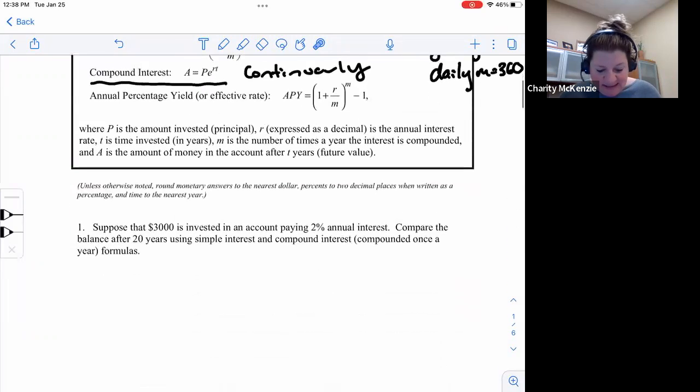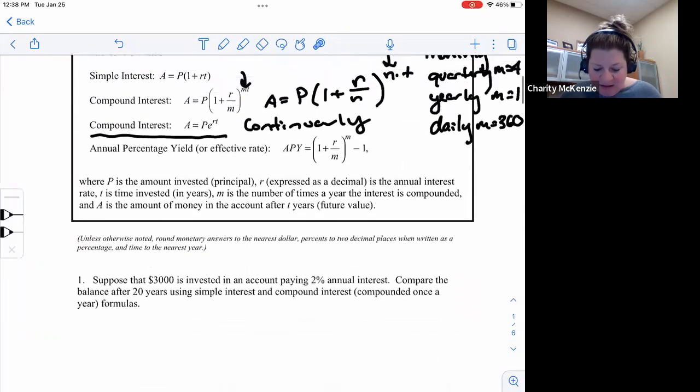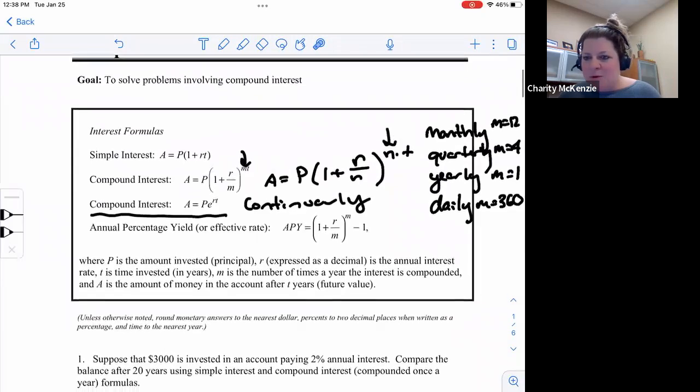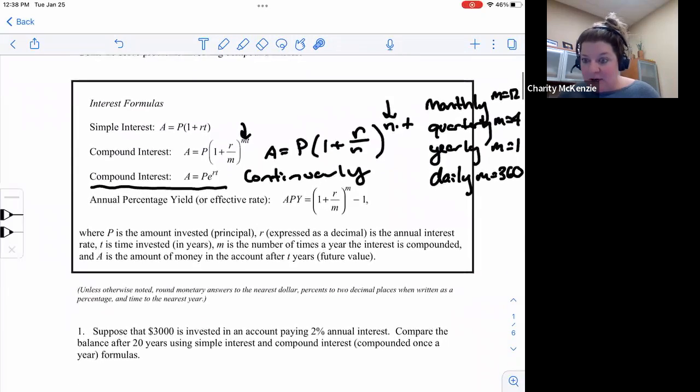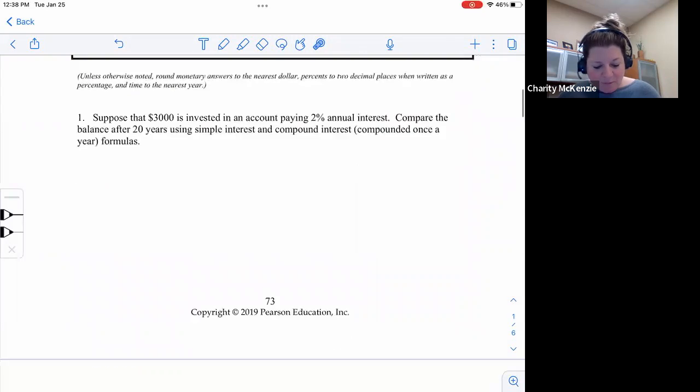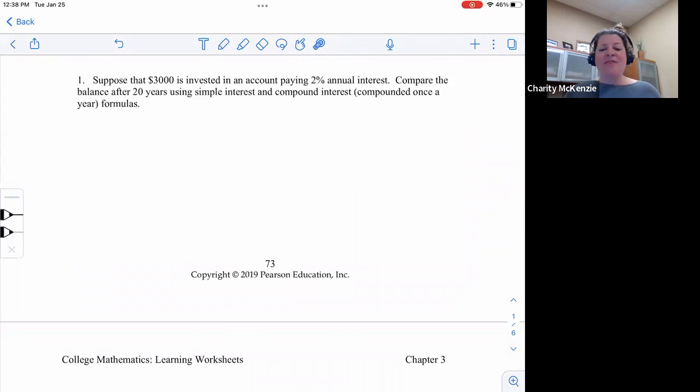All right, let's look at some examples. And then our letters are still all the same. P's principal, R's rate, T's time, in years. Okay. Suppose that $3,000 is invested in an account paying 2% annual interest, which is about what a savings account has. Compare the balance after 20 years using simple and compound interest formulas. So it wants you to do it as both simple and compound.